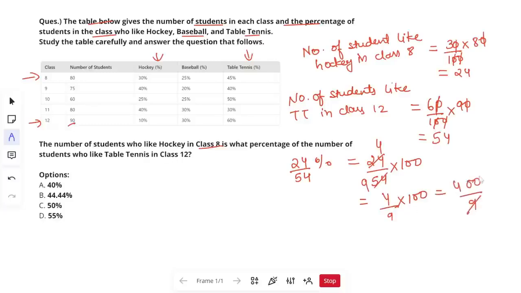If you try to cut it, it will be like 4. So 9 4s are 36, and then again 4. So again it will be 4.44. In this way it will go. Okay, so the correct answer in this case is going to be option B, which is 4.44.